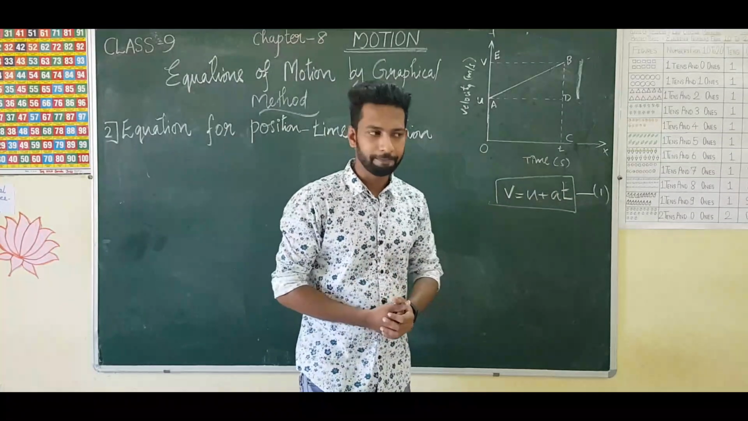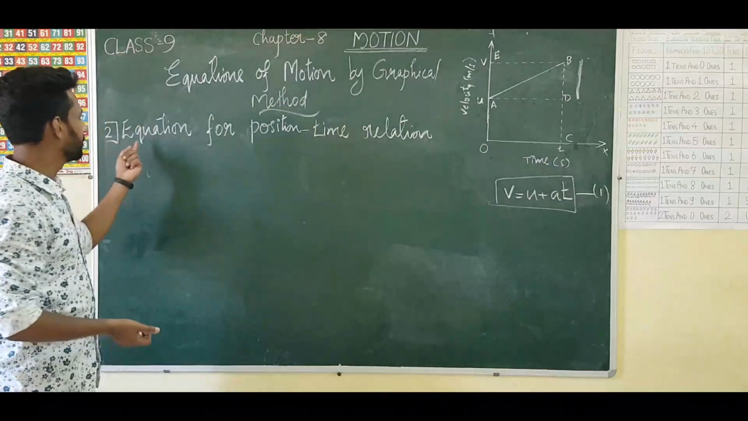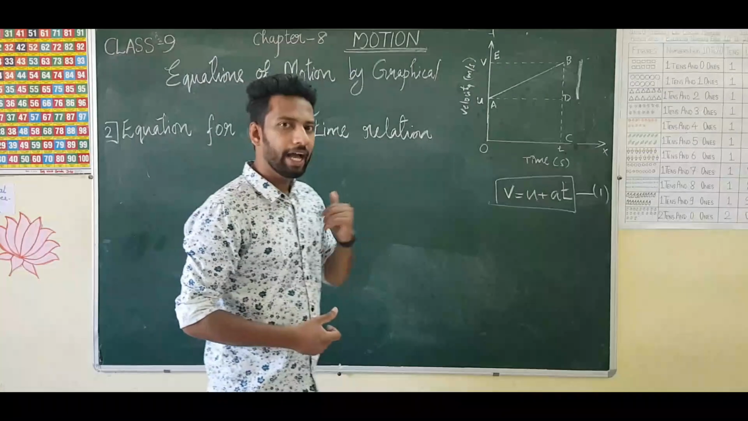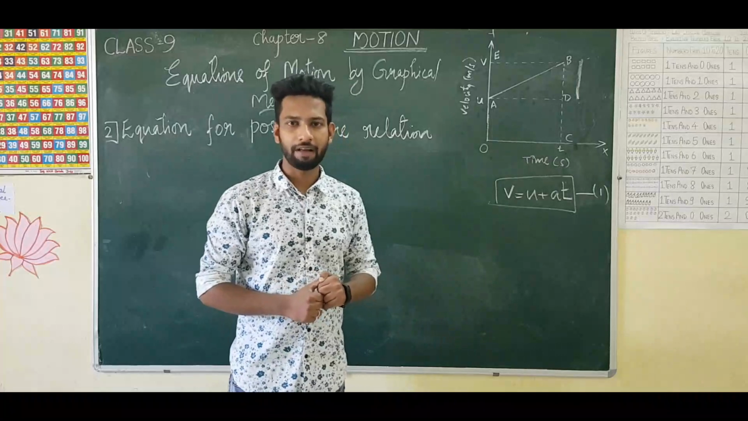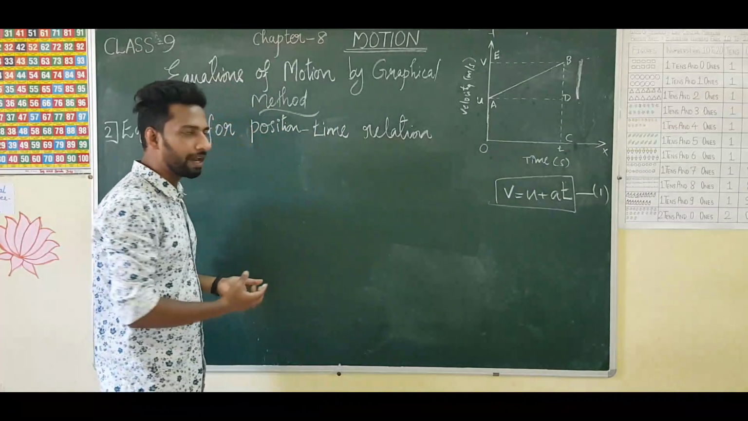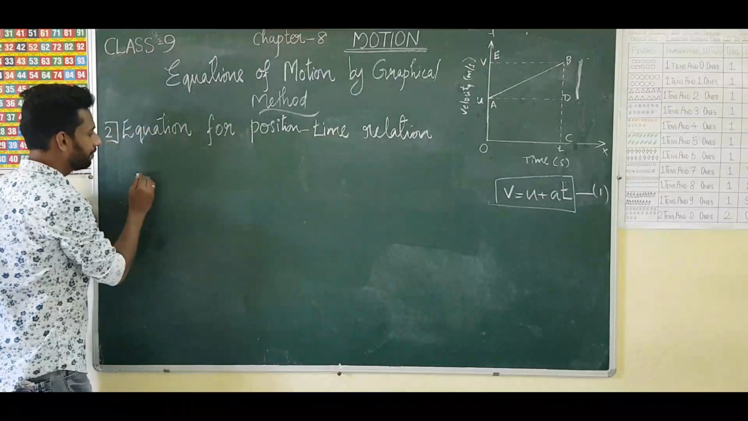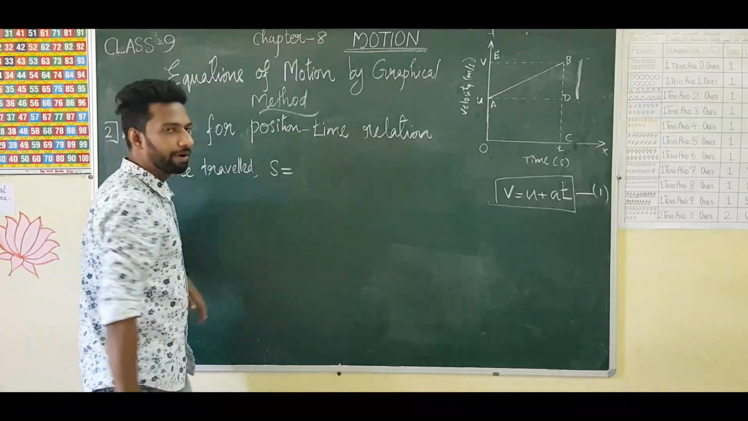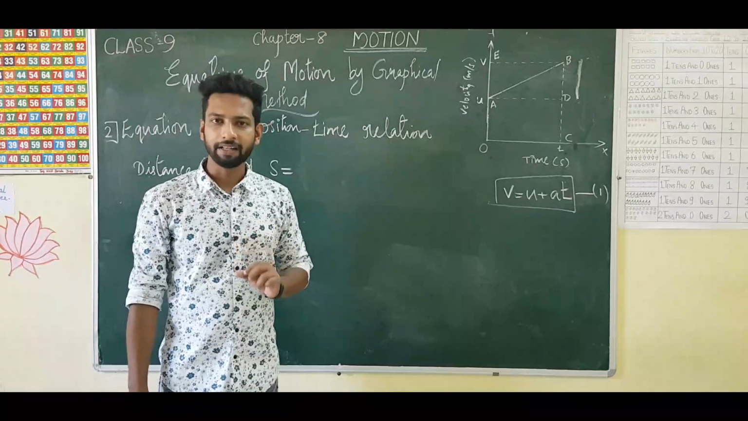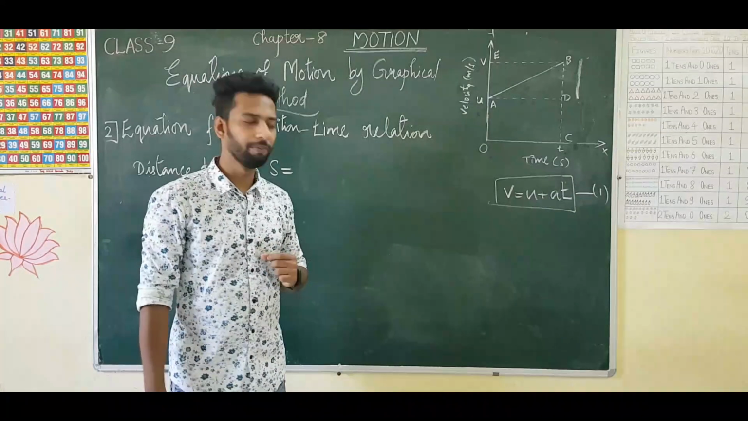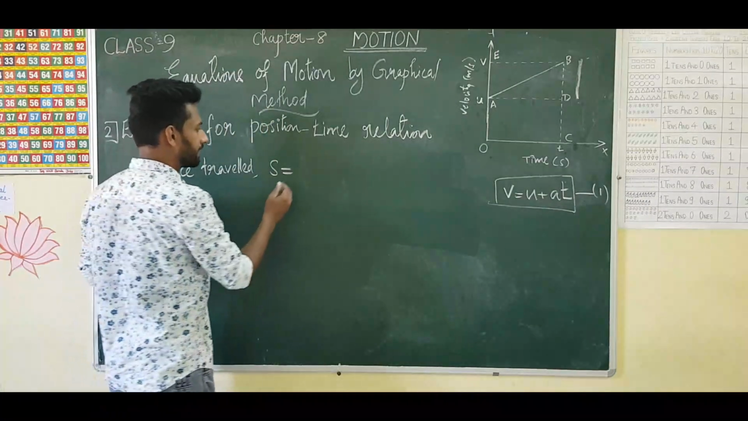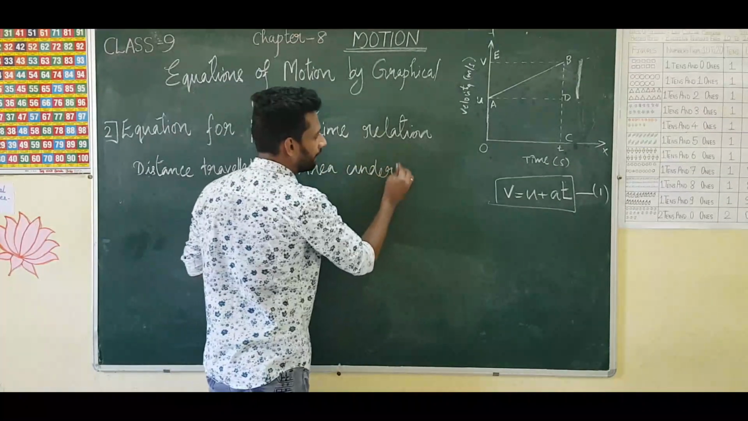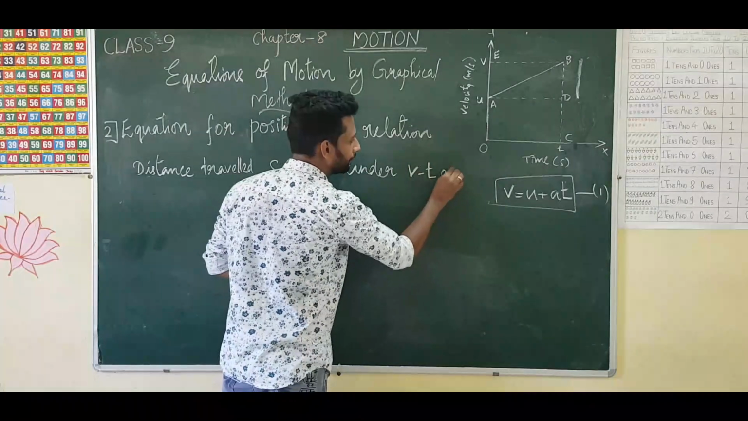Now we can move to the second part, the derivation of the equation for the position-time relation. In order to find that, we have studied that the area under the velocity-time graph gives the distance traveled by the body. So we have to find the distance traveled by the body, which is represented by S. What you have studied? Area under the velocity-time graph is the distance traveled by the body. So distance traveled by the body, S, equal to the area under which graph? The velocity-time graph.